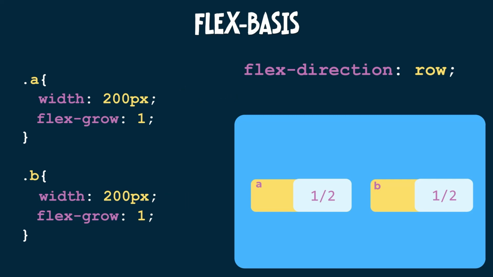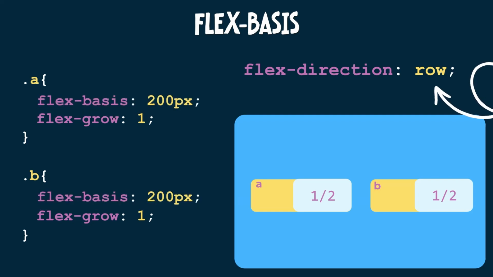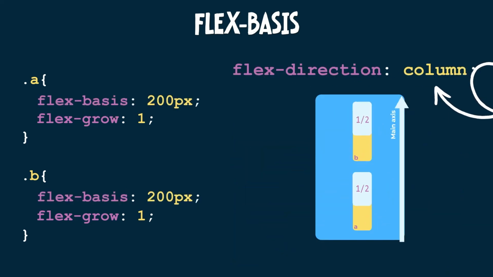But the difference here is that if you change the flex direction to column, it will affect the height instead of the width. There is also another advantage, which is that you can use a shorthand property with flex basis, but we'll take a look at that later on.